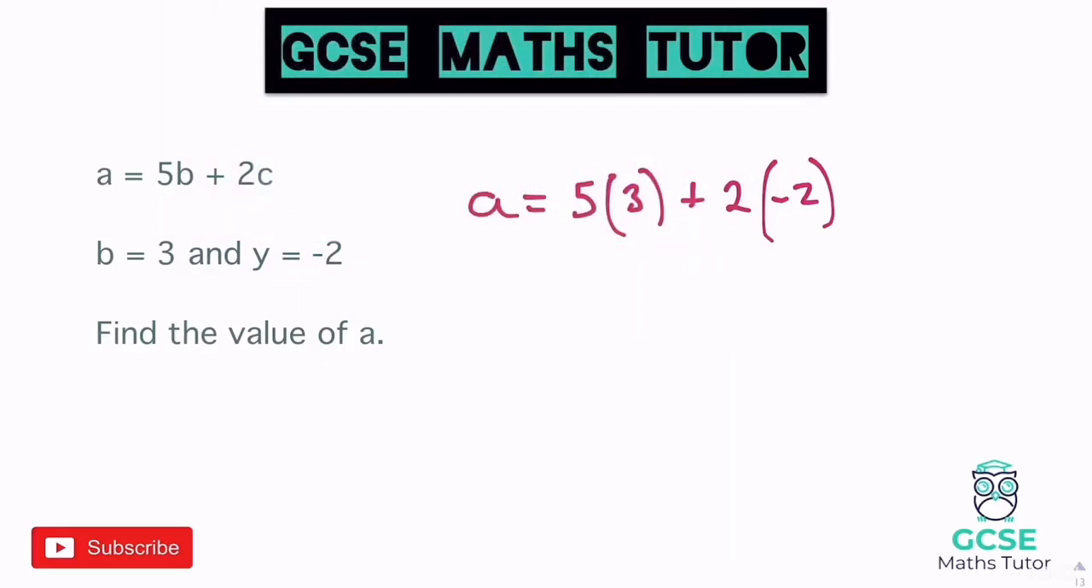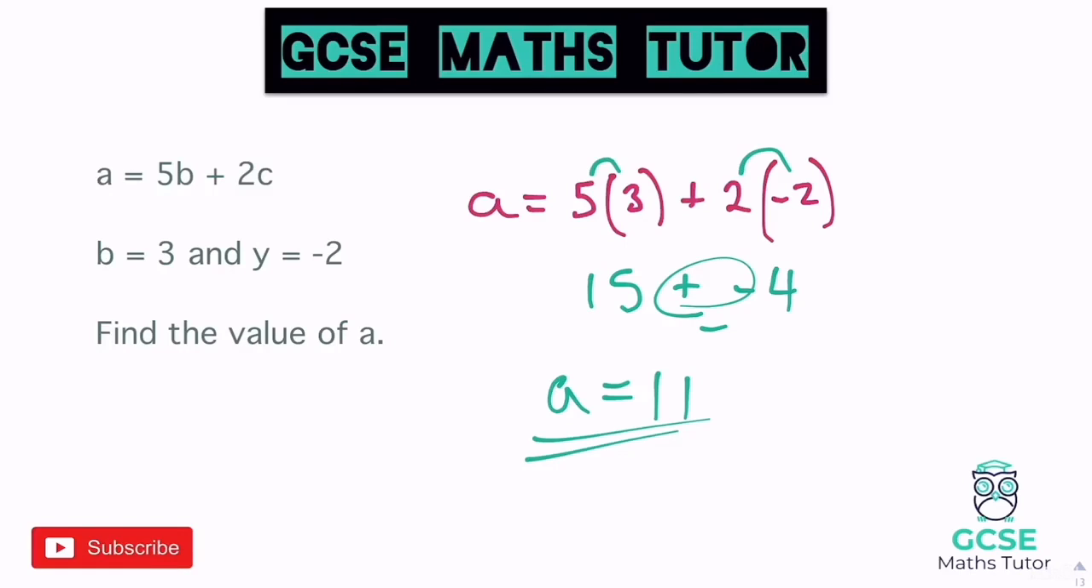All we have to do now is multiply these. So 5 times 3 is 15. 2 lots of negative 2 is negative 4. And we're adding these together. So 15 add negative 4 is 11, remembering that these just become a takeaway. So it's 15 take away 4. So a would equal 11. There you go. Just something to remember there: whenever you're subbing numbers in, always put them into a bracket, just so that you can sub them in and then deal with the calculations later.